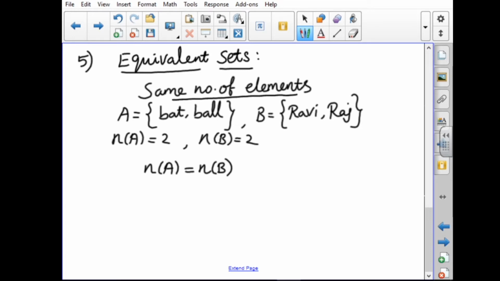Same number of elements. Okay. Then question number 6, type of set: equal sets. Next we are going to see about the equal sets. The fifth one is equivalent set. The sixth one is equal set.